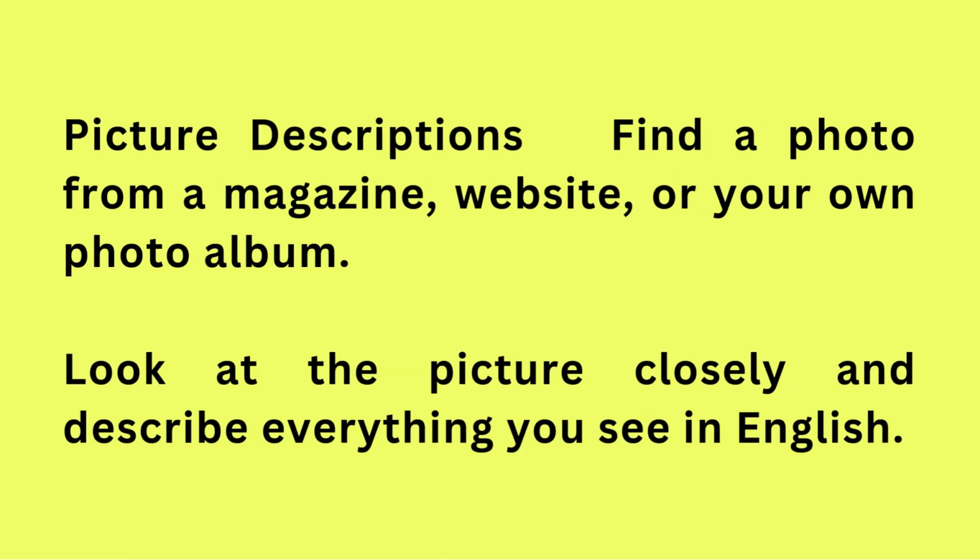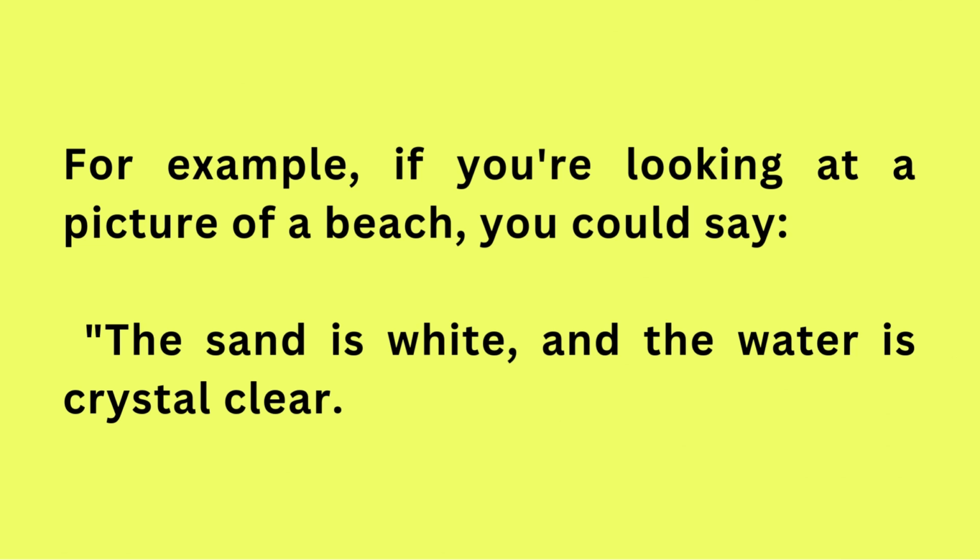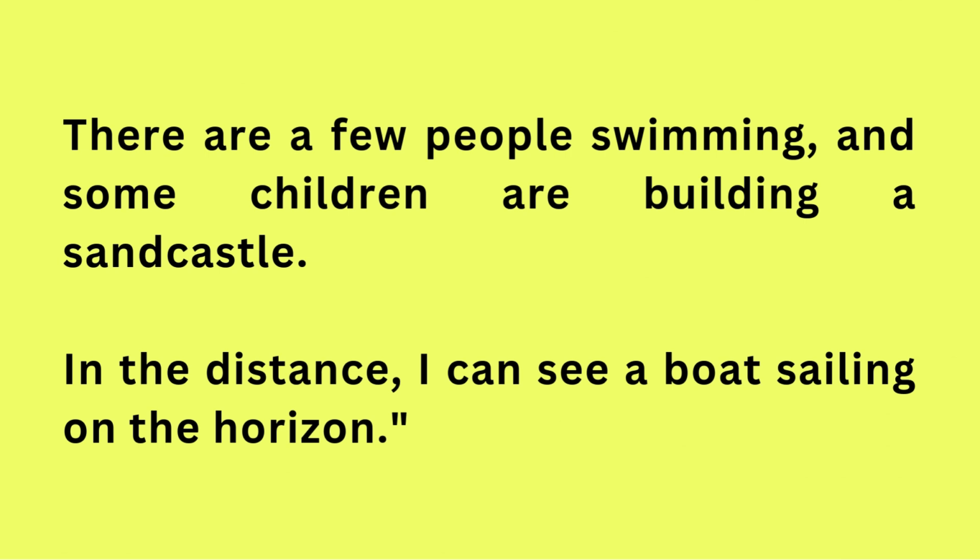Picture descriptions. Find a photo from a magazine, website, or your own photo album. Look at the picture closely and describe everything you see in English. For example, if you're looking at a picture of a beach, you could say, "The sand is white, and the water is crystal clear. There are a few people swimming, and some children are building a sandcastle. In the distance, I can see a boat sailing on the horizon."